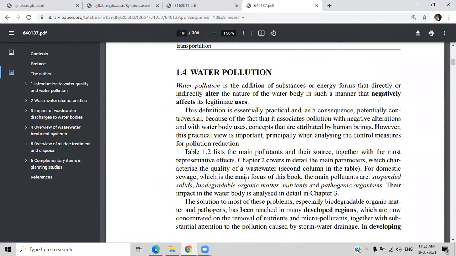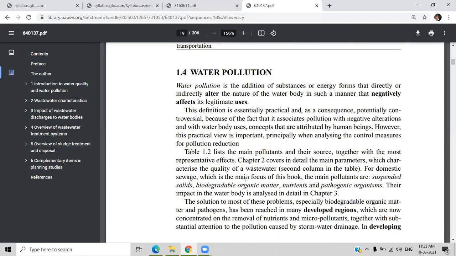The next one is water pollution. Water pollution is the addition of substances or energy that directly or indirectly alter the nature of the water body in such a manner that negatively affects its legitimate use. We can also define it as a change in the characteristics of the raw water, which alters the primary purpose or primary characteristics of the water. It's called water pollution.